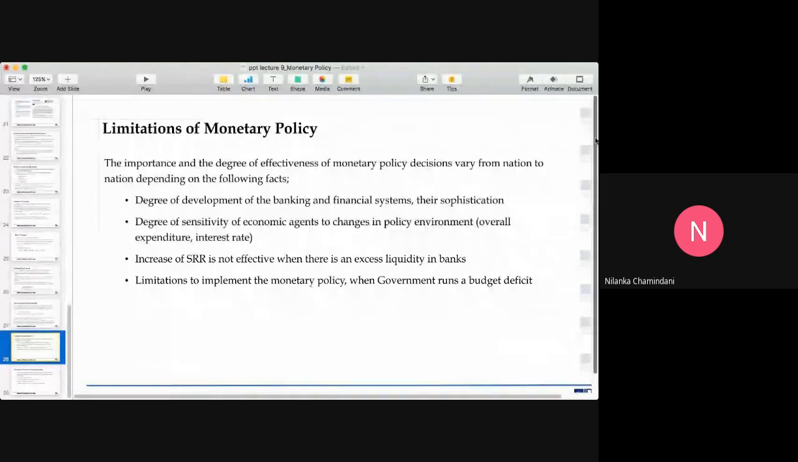SSR is the statutory reserve requirement that we saw, how the central bank can limit the credit creation process of the commercial banks by changing the SSR. Even though the central bank increased the SSR, if there is excess liquidity in the banks, they can create money based on that liquidity. So we can see it alone will not give that much of an impact. There are limitations, and the money multiplier impact is also there.